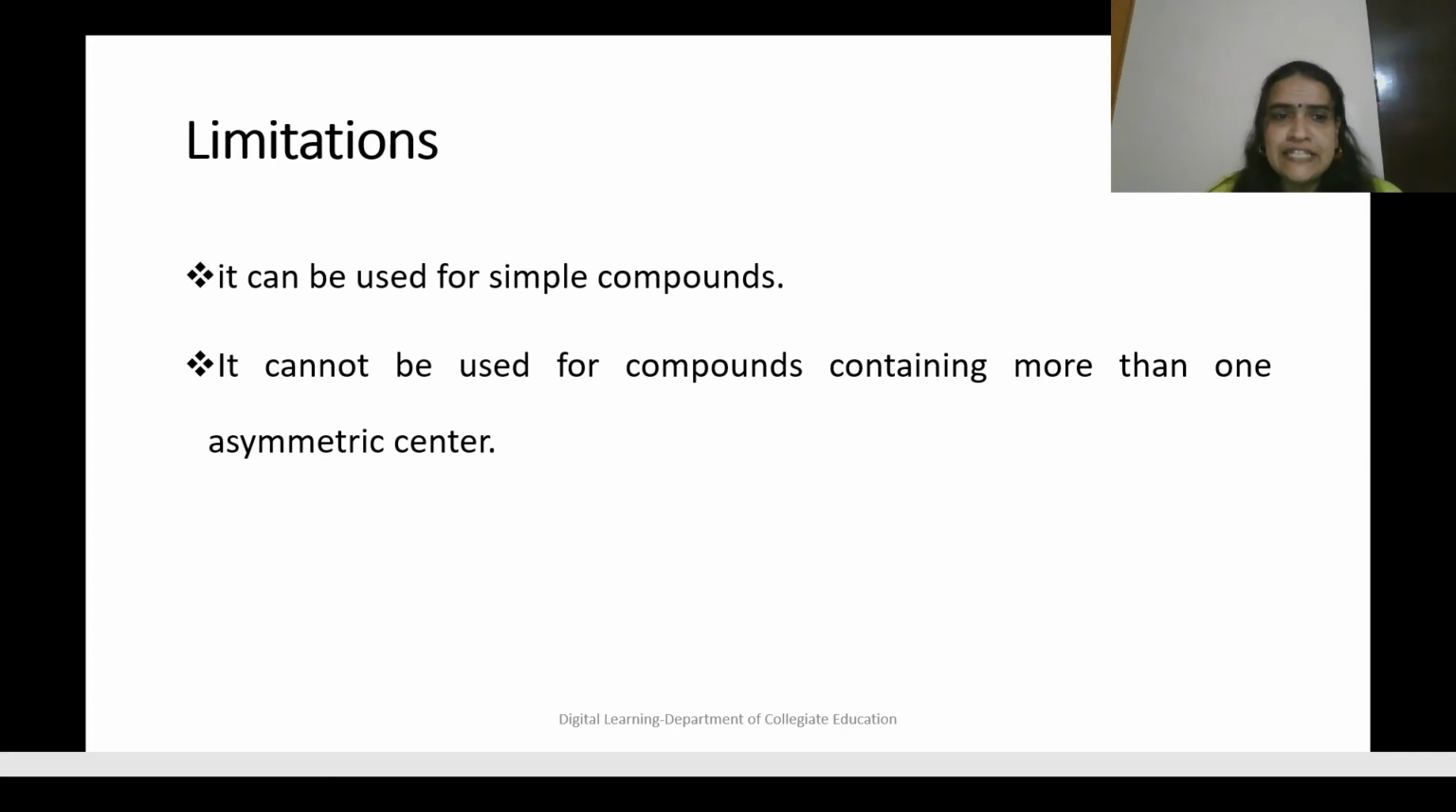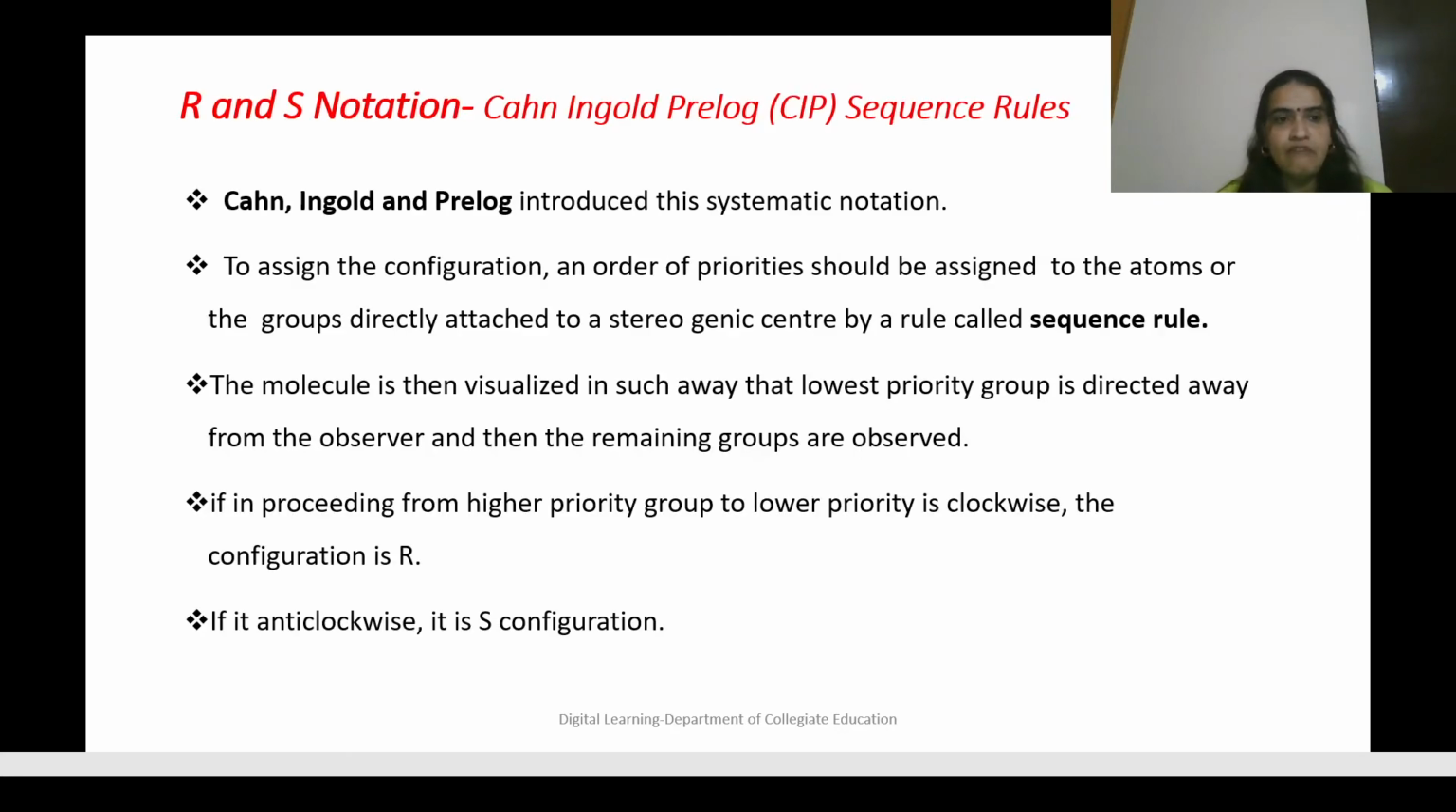But there is some limitation for this method. It can be used only for simple compounds, not for any compound which contains more than one asymmetric center. Though we say that in sugars we follow this method, it is not taken as a standard method for finding out the configuration of the molecule.